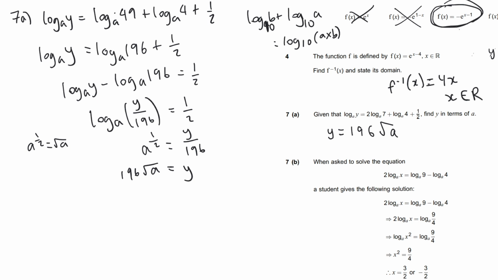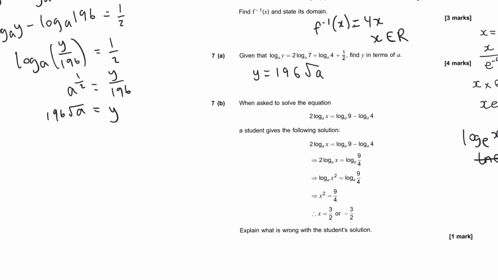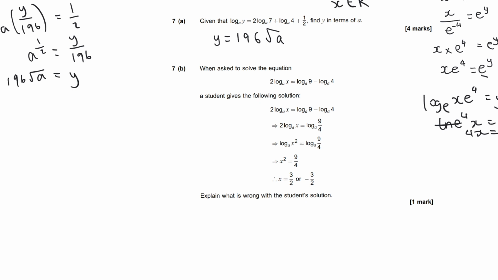Okay, so now that we've done that question, next bit is 7b, which is basically saying that when asked to solve the equation 2 log a of x is equal to log a of 9 minus log a of 4, the two values of x that the student was left with were 3 over 2 or minus 3 over 2. And it says that we have to explain why this student is wrong. So let's have a look through their workings out. In regards to this step, that seems fine. Here, that also seems fine. Here, that also seems fine.